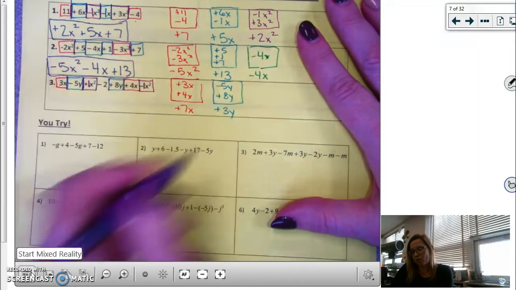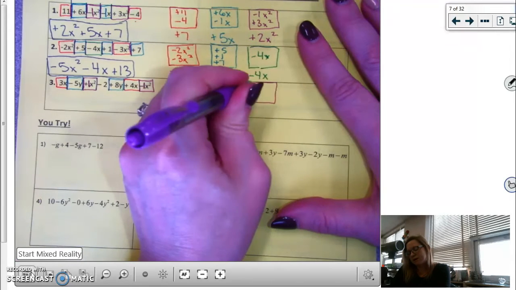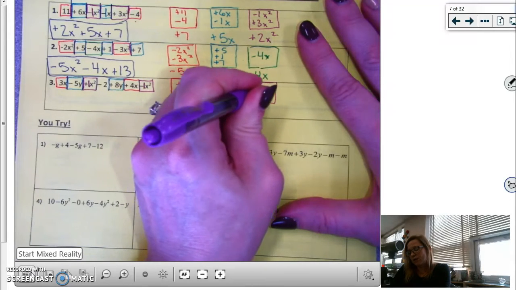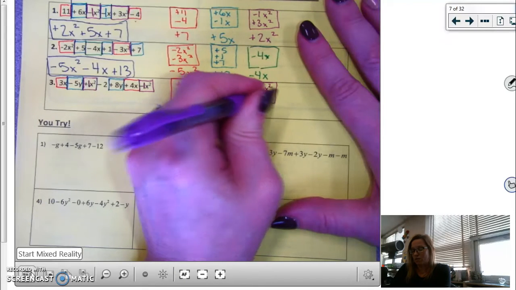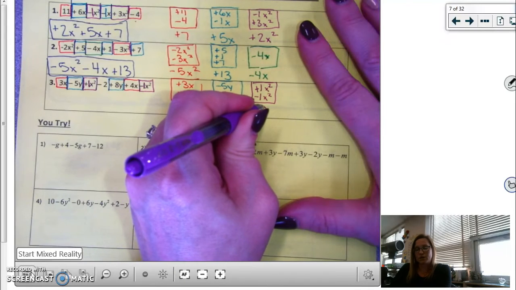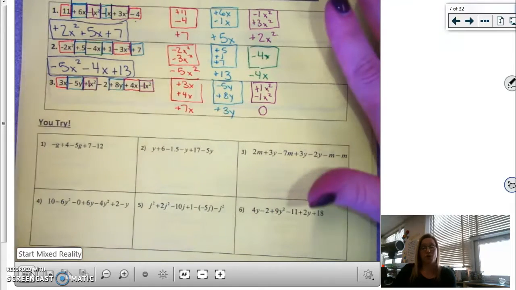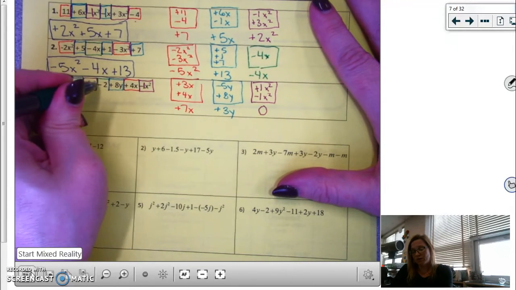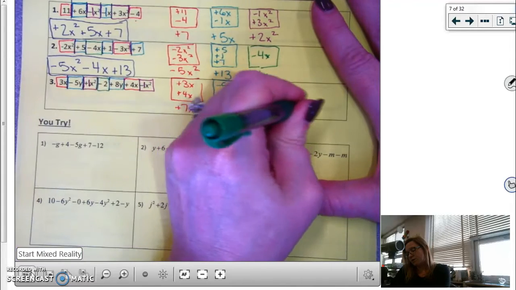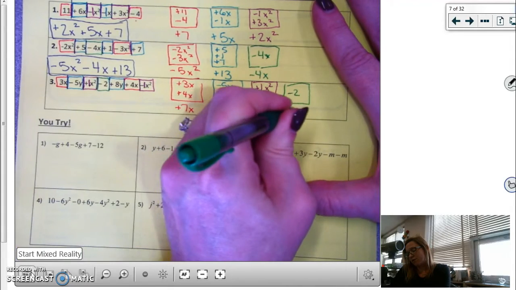So that'll be a -1. Make my boxes. I have a positive 1x squared and a -1x squared. Well, those cancel out to 0. So I won't have any x squares in my final answer. And then the last one, I'm left with my constant, -2, all by itself.